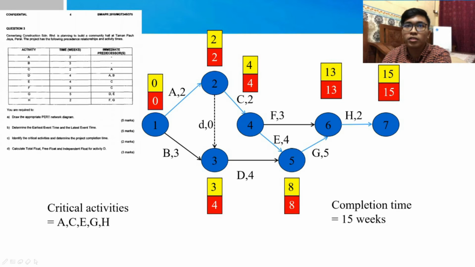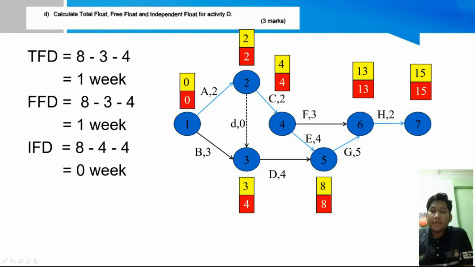So, for question C, identify the critical activity and determine the project completion time. The answer for this question is project completion time is 15 weeks and critical activities are A, C, E, G and H. For April 2010, question 3D, calculate total float, free float and independent float for activity D.